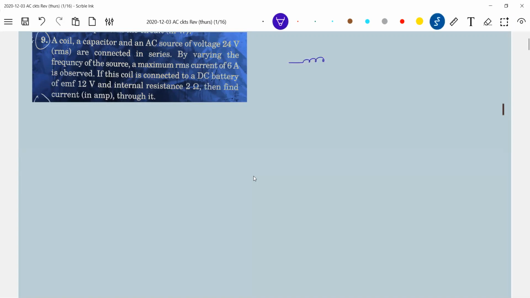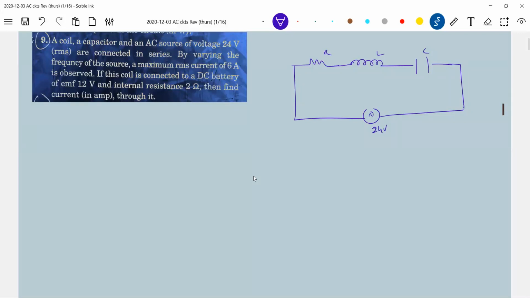So there's a resistance. So this is the resistor. It is an RLC circuit. Then we have a coil. Then there's a capacitance. So there's an AC source. By varying the AC source voltage. Whenever we say voltage, it's V RMS only.